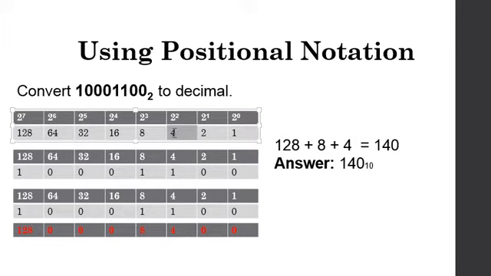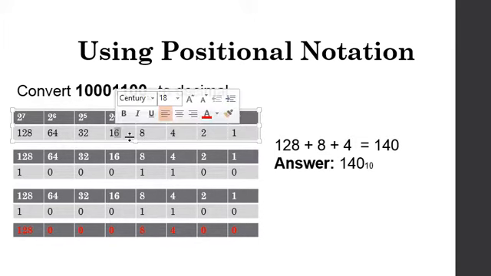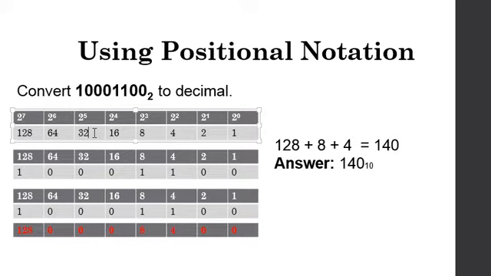4 times 2 is 8, so I got 8 here. 8 times 2 is 16, 16 times 2 is 32, and so on, until I've reached 128. Now that I have completed solving it, I will now bring it down. By the way, class, there is actually a simplified way of doing this. I'm just using tables here for you to be able to understand it clearly.